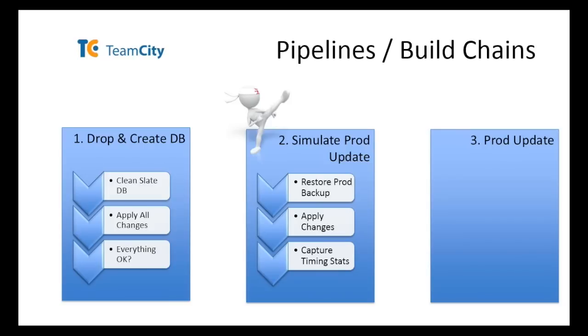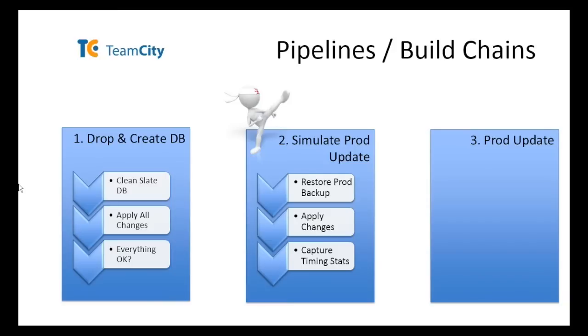Yeah, okay. And another question from Eugene. Let's see if you can try to understand it. What if I want prod update to depend in one chain on drop an update, and in the second chain on another create DB build configuration?